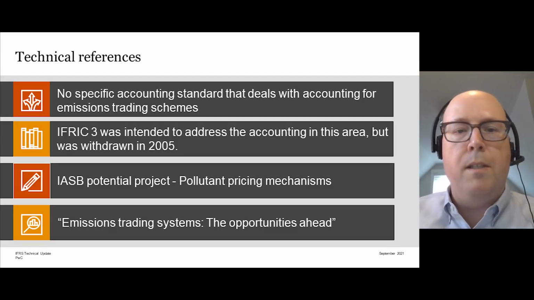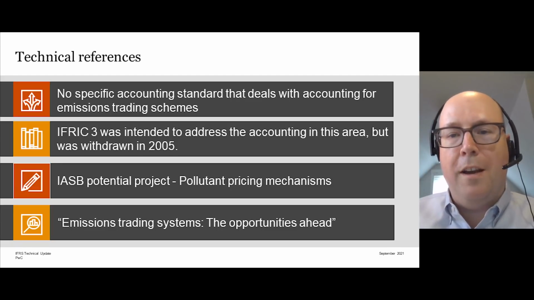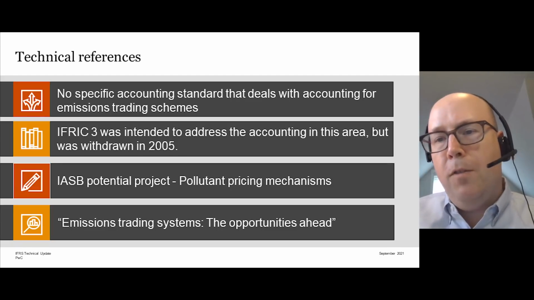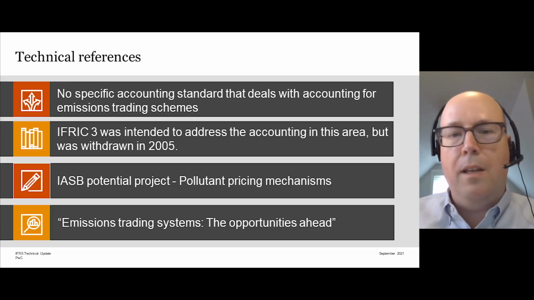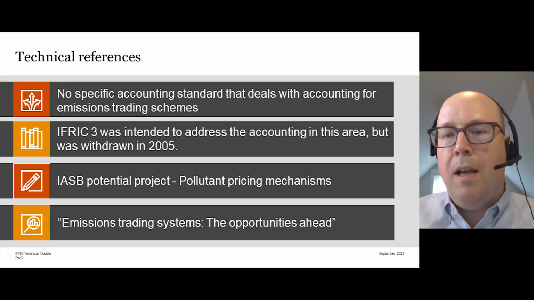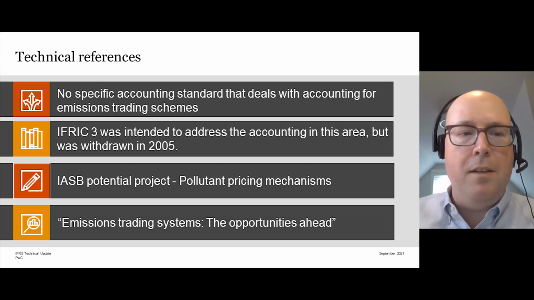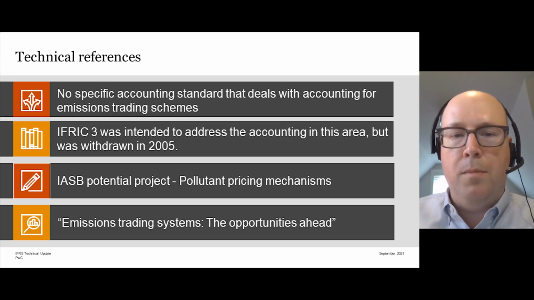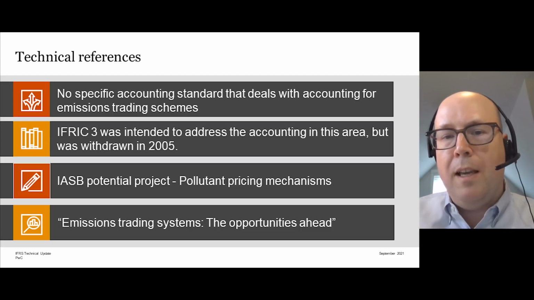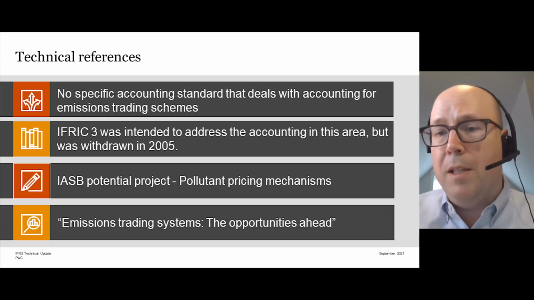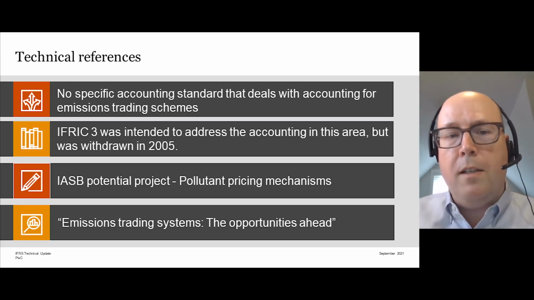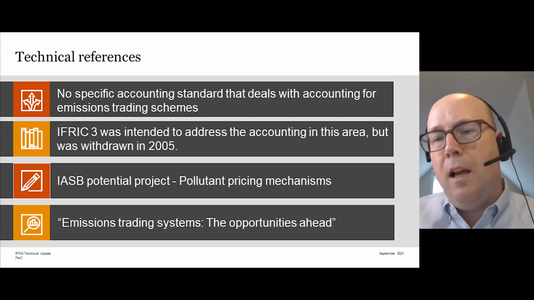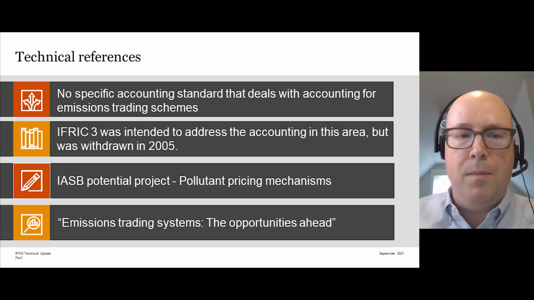There is actually no specific accounting standard that deals with accounting for emissions trading schemes. IFRIC 3 was intended to address the accounting in this area, but it was withdrawn in 2005. There are some complex conceptual accounting questions about the nature of obligations arising from pollutant pricing mechanisms, especially when the entity receives emissions allowances from the scheme administrator for no monetary consideration. There are also questions about whether, and if so how, to recognize assets and liabilities arising from pollutant pricing mechanisms.